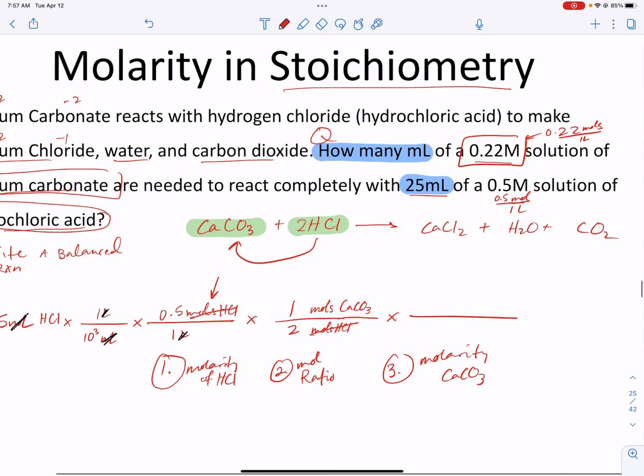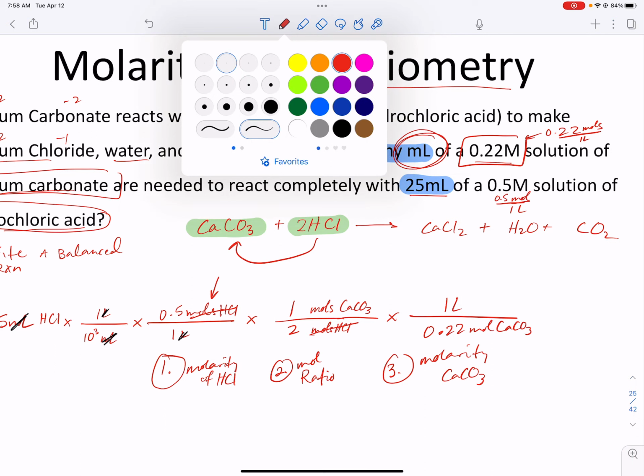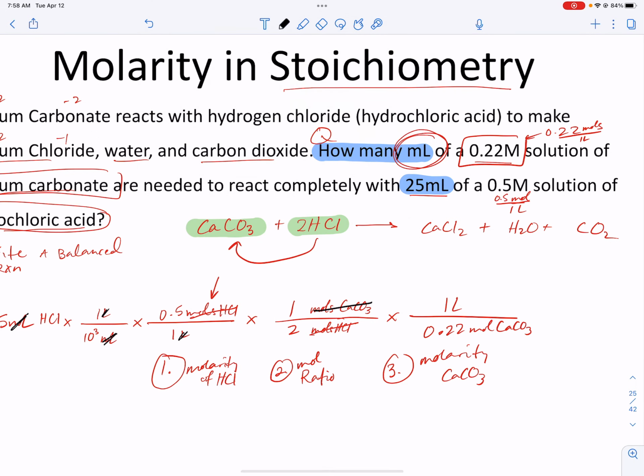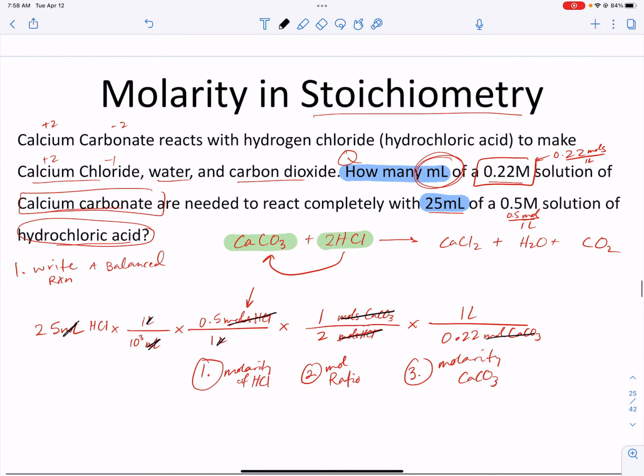So this time I want to cancel moles and convert to volume because I'm trying to find out how many milliliters. So for every 0.22 moles, that's how many moles of calcium carbonate are in 1 liter for this solution. And now we see that moles of calcium carbonate cancel, and we just have liters. So if we stopped here, we would know how many liters of this 0.22 molar solution we would need.